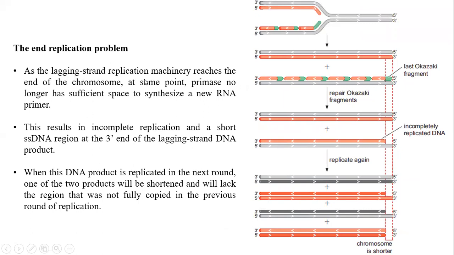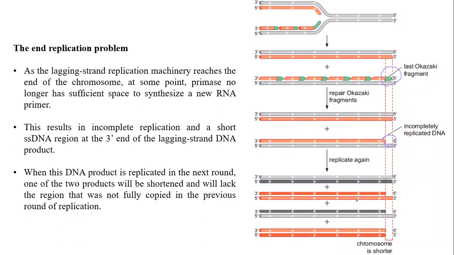As the lagging strand replication machinery reaches the end of the chromosome, at some point primase no longer has sufficient space to synthesize a new RNA primer, as Shruti said, right? So here you can see in the figure, जैसे जैसे आपका replication खत्म हो रहा है, at the end, what is happening? The last Okazaki fragment, right? So once you remove this, what will happen? There is a space present, gap is there.